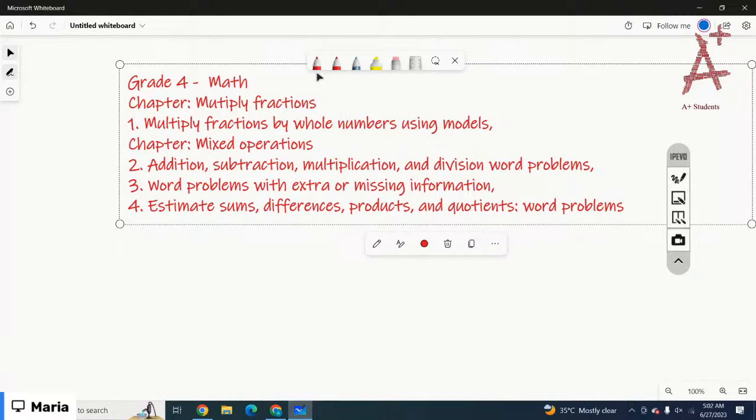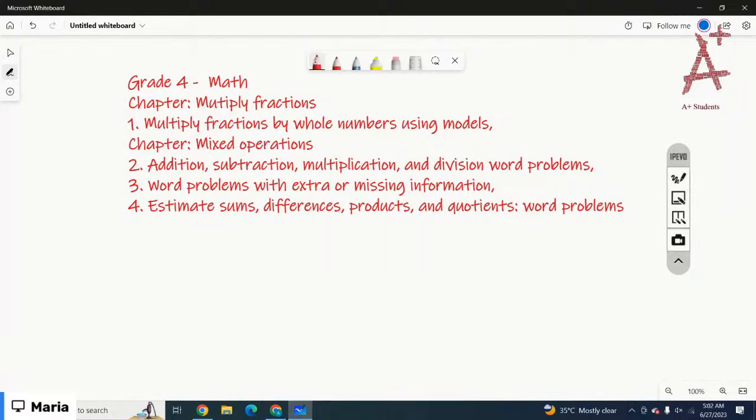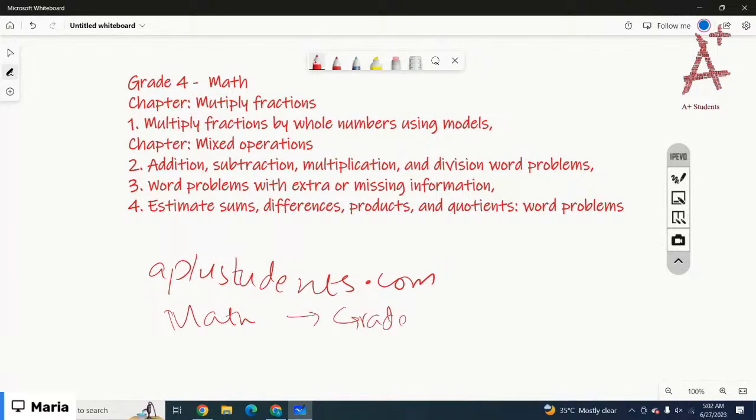You can find all the lessons on aplusstudents.com. You have to log in there using your email address and password. Then you have to select math from the subject tab. Scroll down to grade 4 and then click on view all lessons.